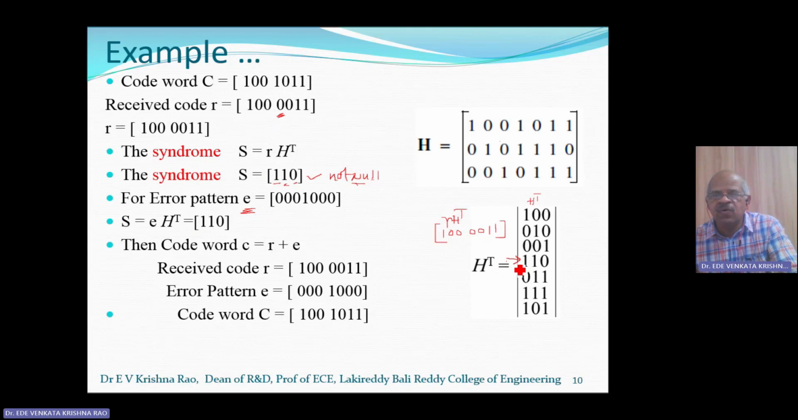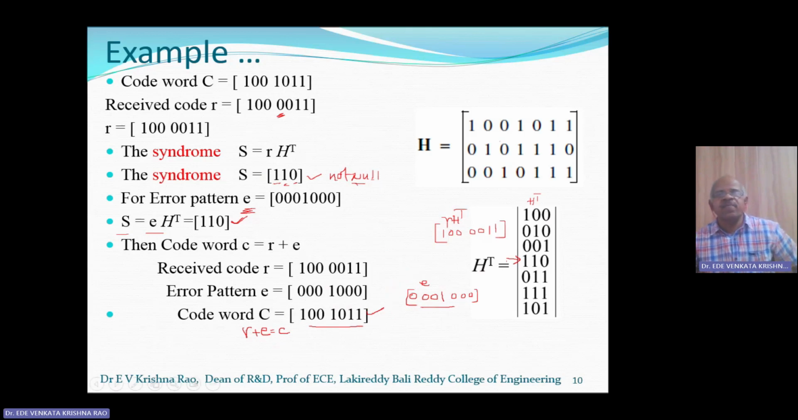110? It is the row 110 in the H transpose matrix, because EH transpose is also the syndrome, equal to 110. So the error pattern is in the fourth bit. This is E, the error pattern. Multiply with H transpose, you will get 110. So the error pattern is like this: 0 0 0 1 0 0. Add this received word and the error pattern: R plus E becomes C. This is the code word. We retrieve the original code word.